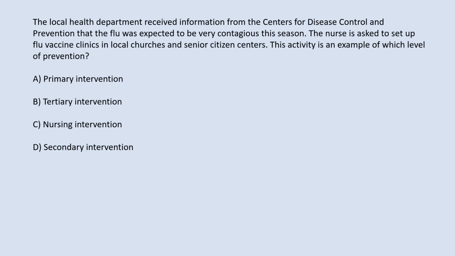The local health department received information from the Centers for Disease Control and Prevention that the flu was expected to be very contagious this season. The nurses asked to set up flu vaccine clinics in local churches and senior citizen centers. This activity is an example of which level of prevention? A. Primary intervention. B. Tertiary intervention. C. Nursing intervention. D. Secondary intervention.